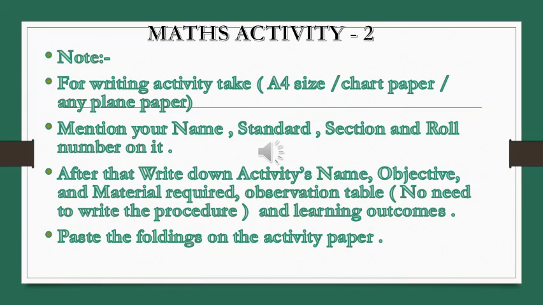After that, you have to write down the activity's name, objective, material required, and then your observation table. If there is any observation table, you have to write it down. Otherwise, whatever activity you are doing, you have to paste after material required. And then at the end, don't forget to write the learning outcomes. Paste the foldings on the activity paper. So before learning outcomes, you have to do this.